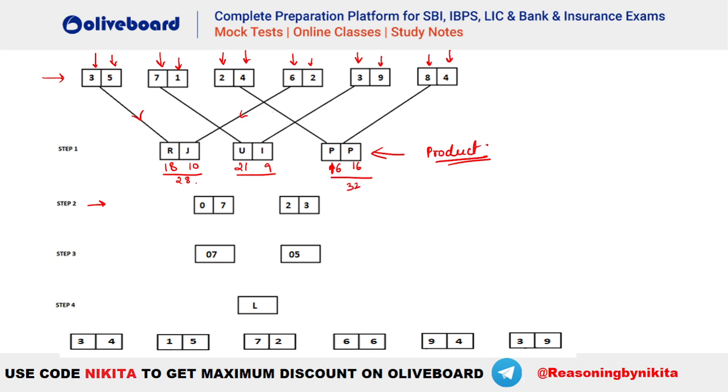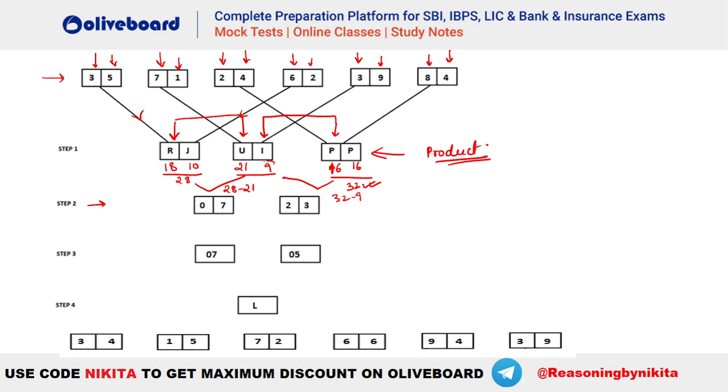Now, what has been done here? How do we arrive at this 0, 7 and 23? If you see, first we have taken the sum of this, the sum of this, and from the sum, we have subtracted these corresponding values here. So 28 minus 21, right? This is nothing but 28 minus 21, which gives you a 7. Similarly, this is 32 minus 9 here.